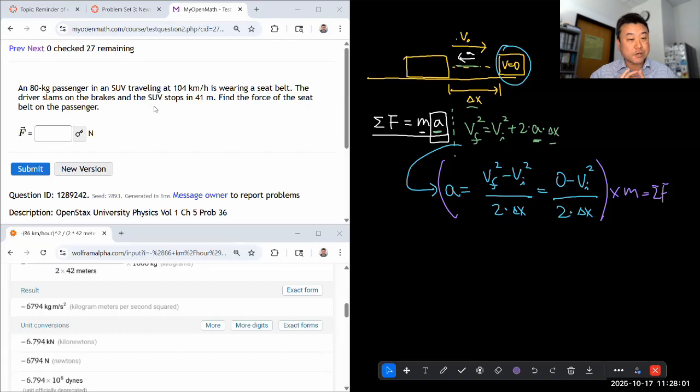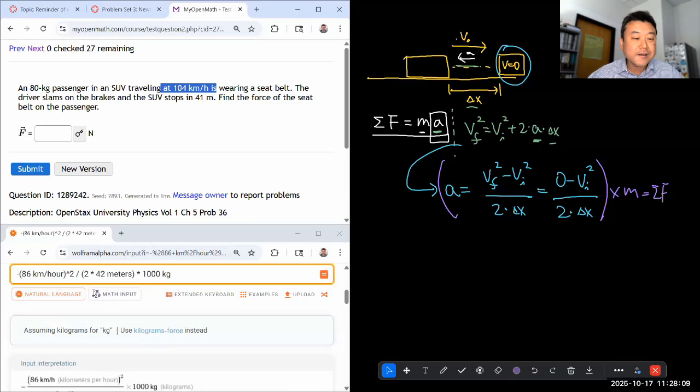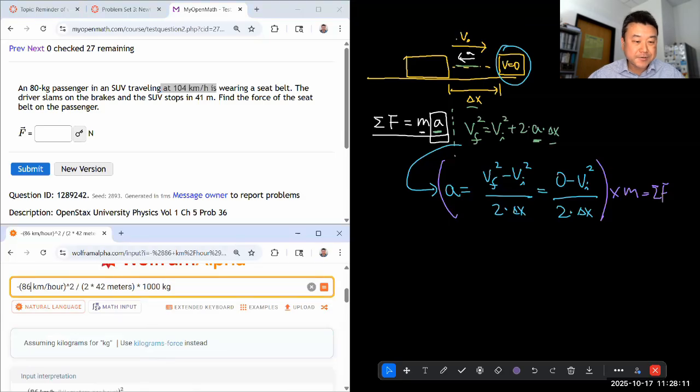It's someone slowing down. I've got an initial speed, coming to a stop. I've got a distance. Let me just change the numbers here. So my initial speed was 104 kilometers per hour, and I'm basically reusing this whole thing. 2 times the distance is now 41 meters. Yeah, that's more than 1%. So if I don't change it, it will be great.